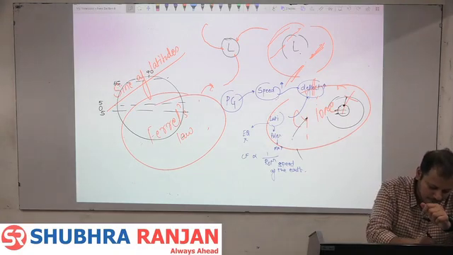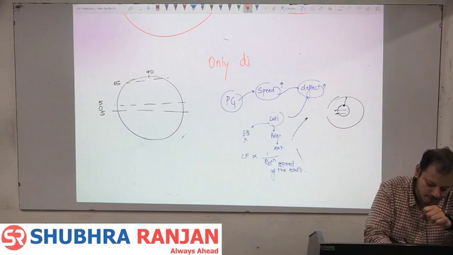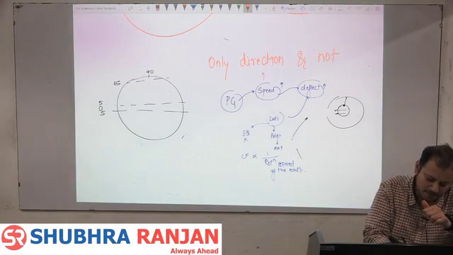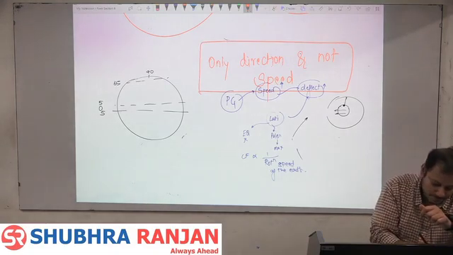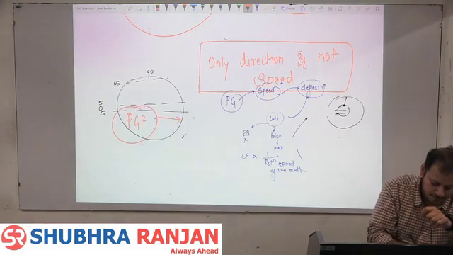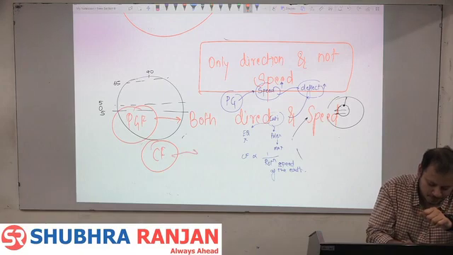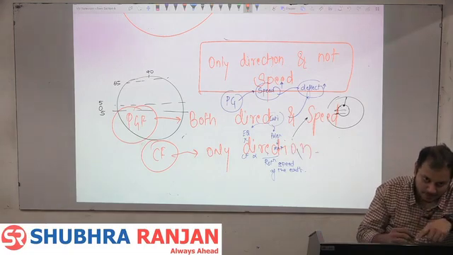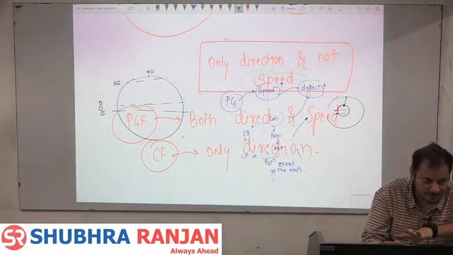And last point, Coriolis force affects only direction. Ye dimag mein dal do, and not speed. Pressure gradient force, both direction and speed. Coriolis force, only direction. But because it is proportional to the horizontal velocity of a moving body, agar speed bada, to deflection badega.